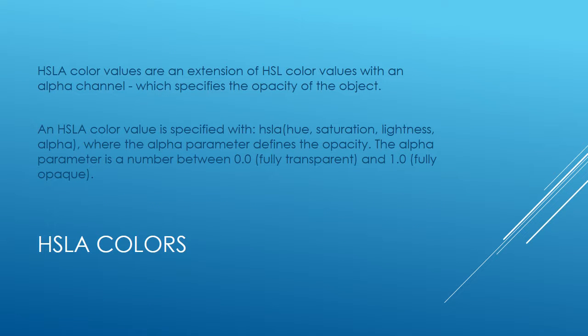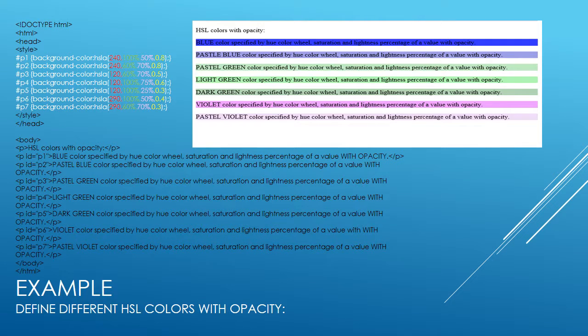HSLA color values are an extension of HSL color values with an alpha channel, which specifies the opacity of the object. An HSLA color value is specified with hsla(hue, saturation, lightness, alpha), where the alpha parameter defines the opacity. The alpha parameter is a number between 0.0, fully transparent, and 1.0, fully opaque. Example: different HSL colors with opacity.